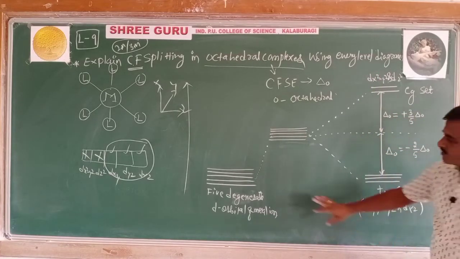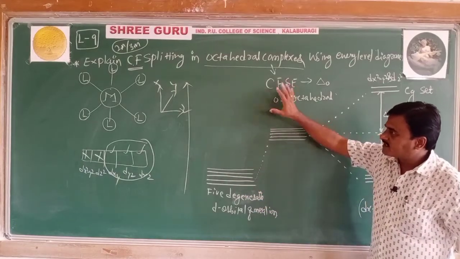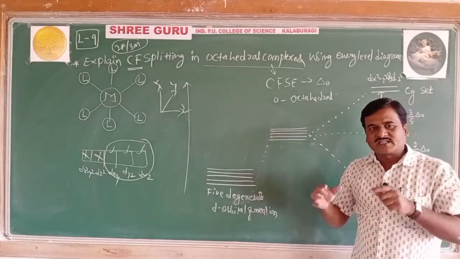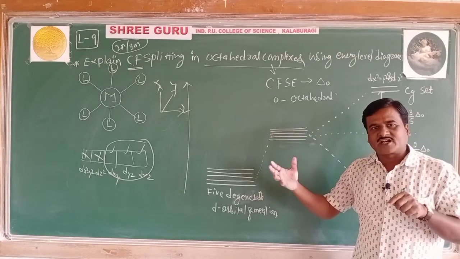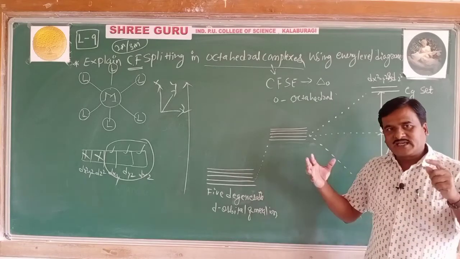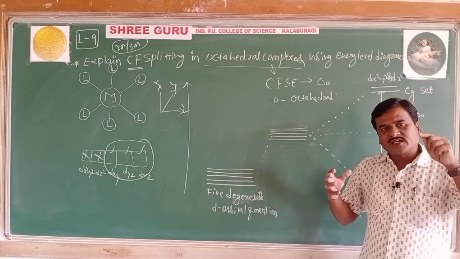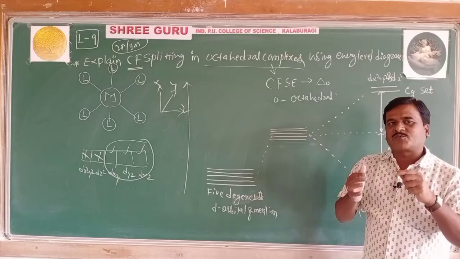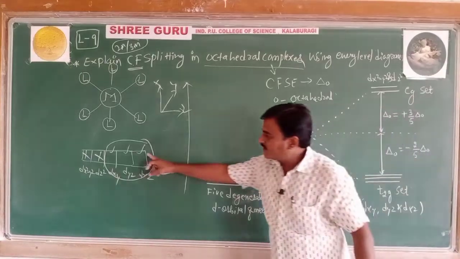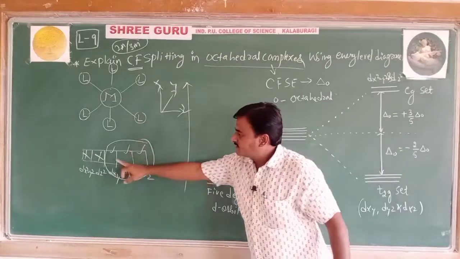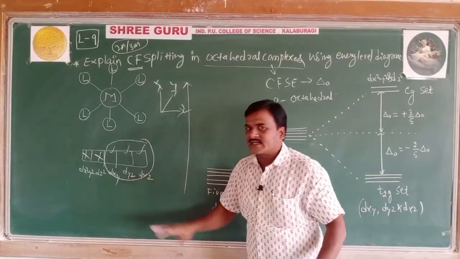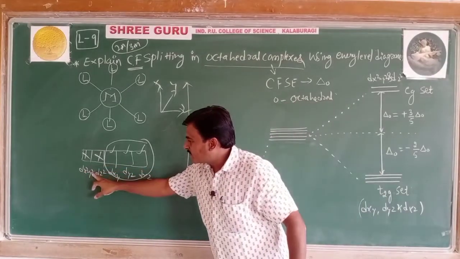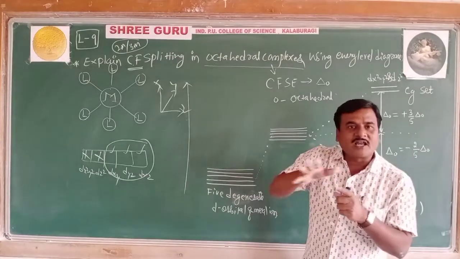Let me recap. In octahedral complexes, since the metal atom is surrounded by 6 ligands, there is a repulsion between the electrons of the d orbitals of the metal ion and the electrons belonging to the ligand. The repulsion is more when the orbitals point towards the ligand and less when they point away from the ligand. Out of the 5 degenerate d orbitals, the 3 dxy, dyz, dxz are directed in between the axes, whereas dx square minus y square and dz square point along the axes.